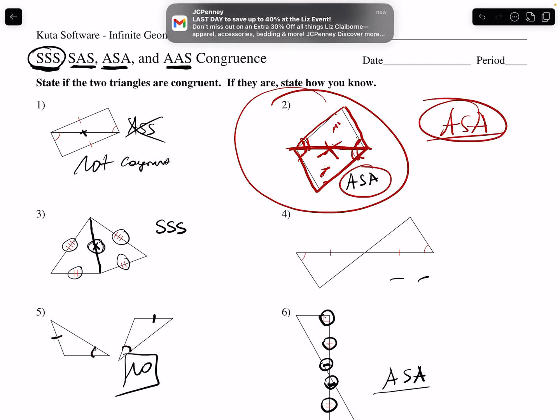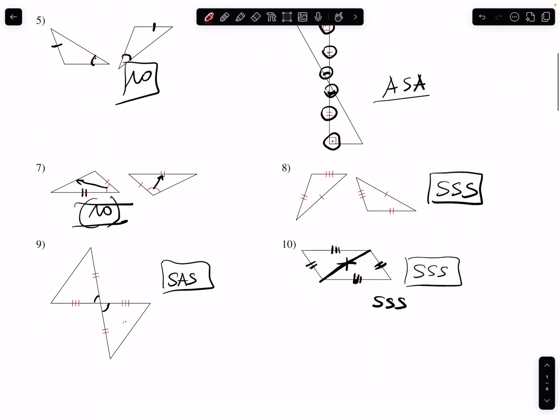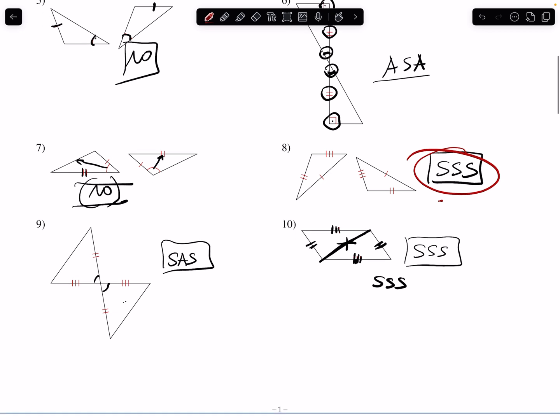Let's look at, let's say, number 8, right? Let's look at number 8. So number 8, we have side, side, side, right? So remember, the sides, of course, all need to match up, right? So we have this side and this side to be congruent, okay? We have this side and this side to be congruent, and this side is congruent. So yes, side, side, side is the way we're going to go with this, right? Same thing with number 10, right?